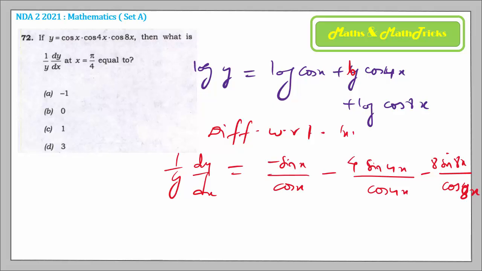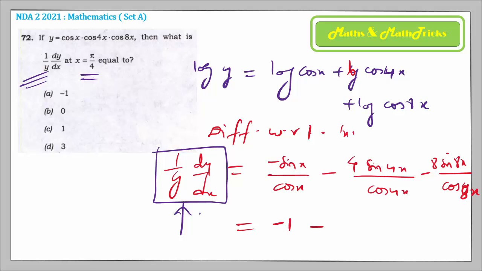Now you quickly need to substitute x equal to pi by 4. Pay attention that you need not substitute at this point, because they directly asked you the value of that expression. So accordingly you can see that sine by cos is tan. So tan pi by 4 is 1, so minus 1 this side. And this is sine pi by 4 by cos pi by 4.